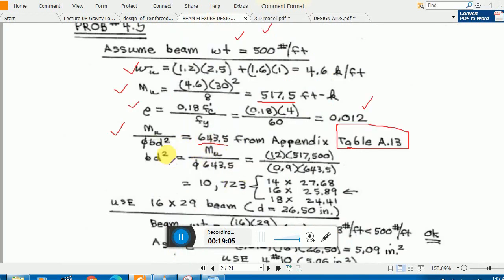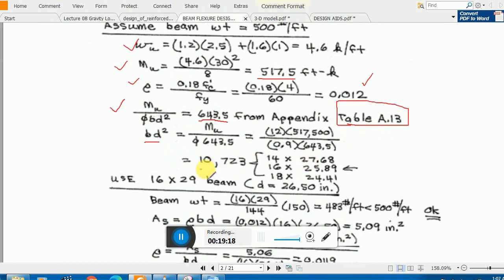Now from this I have to find out bd squared. This value will be shifted here and bd squared will be here. Once I did the calculation, here you see the whole calculation, and I got 10,723. Remember, these are the options available for my beam sizes. If I keep my width of the beam 14 inches, then my effective depth will be this much. If I keep 16, then my effective depth will be this much. And if I keep my width equal to 18, then this much. So here I have different options.